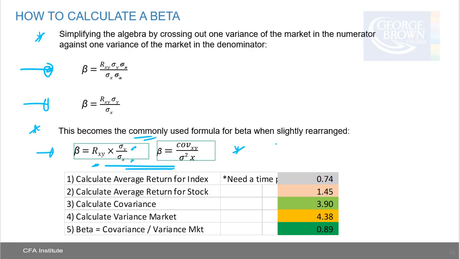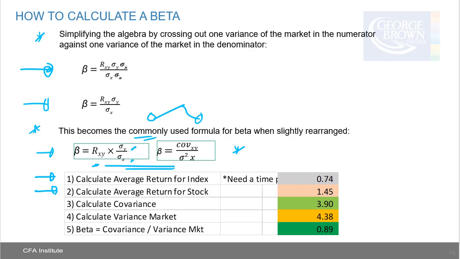That's a nice to know, not a need to know, but you often see beta as two different formulas, and that was just how we get to it. Okay, so next we're going to look at an example of calculating the beta for General Electric, and the steps are, number one, we're going to calculate the average return for the stock.